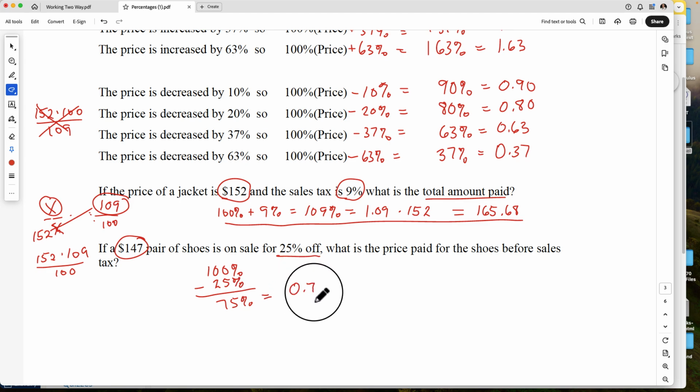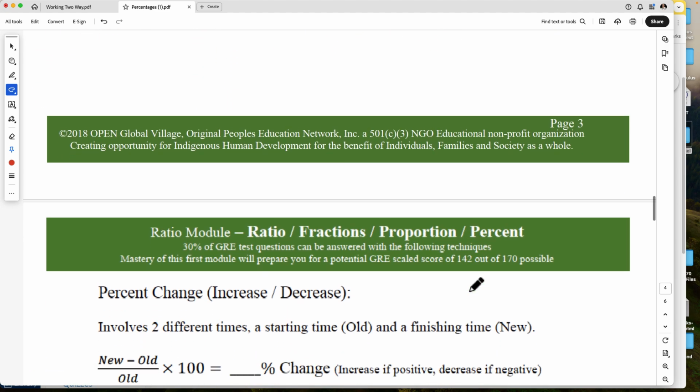75% is 0.75. What do we do with this number? We multiply it times 147. Okay, so we just do the markdown, turn it to a decimal, and multiply. And we get $110.25. See how we can directly calculate that. And it's less, it is a discount, so we went the right direction. So we just mark down and multiply. So far, so good. I think we're almost done.